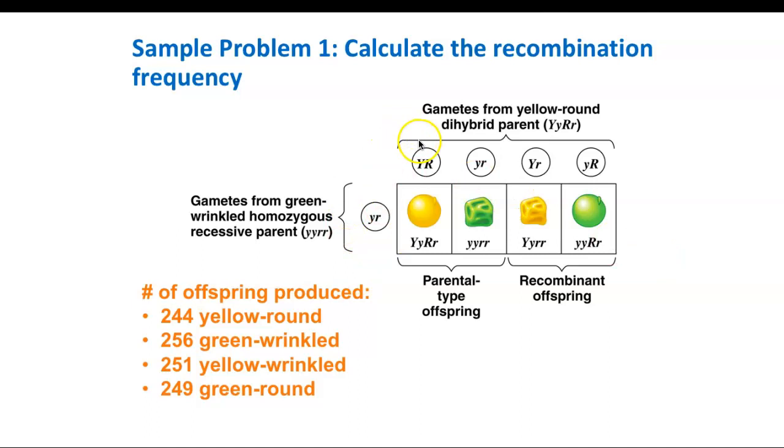So if you calculate the recombinant frequency here, you have the number of recombinants over total number of offspring. So you would take yellow wrinkled, green round, add them together, divide by the total, and that would get you the recombination frequency. And you expect with unlinked genes for the recombination frequency to actually be around what? Yes, you are right. 50%. It's going to be close to 50% because it would be a 50-50 chance that you're going to get a recombinant or a parental because of the law of independent assortment, right? Okay.